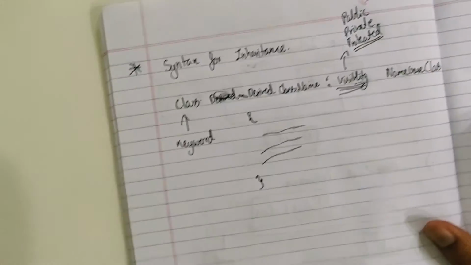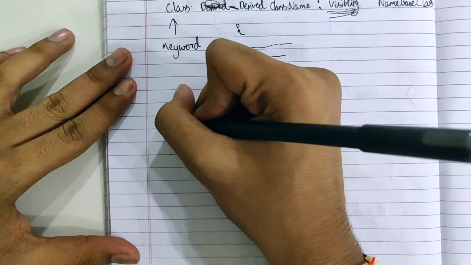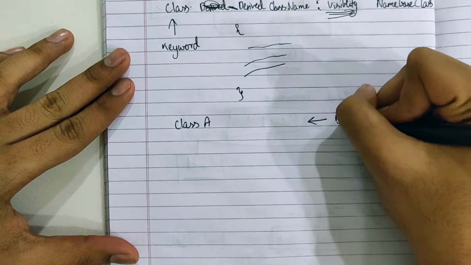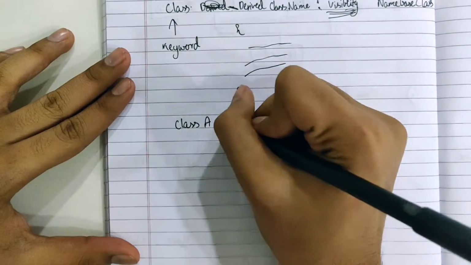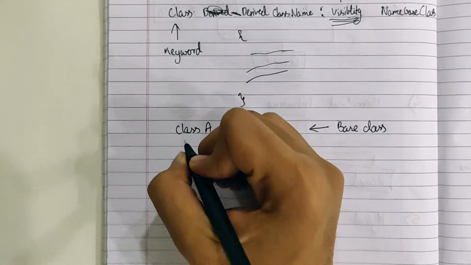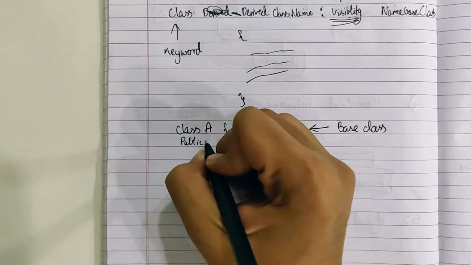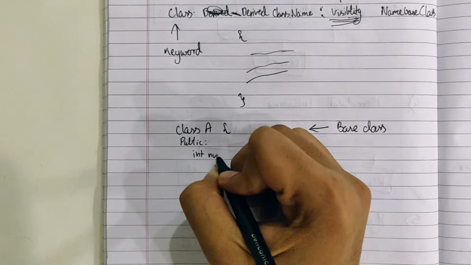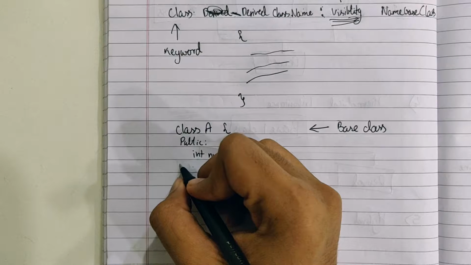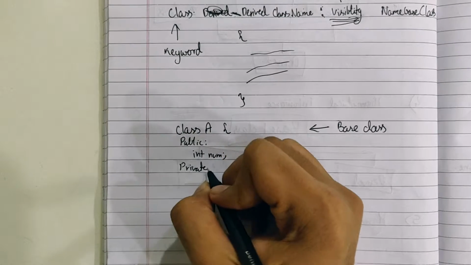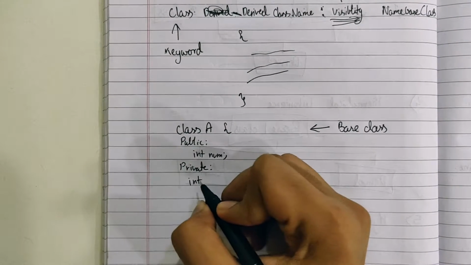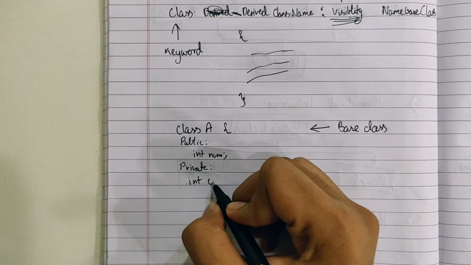Say we have class A. Class A is our base class. Let's say, for example, in public it has int num, and in private it has int car.